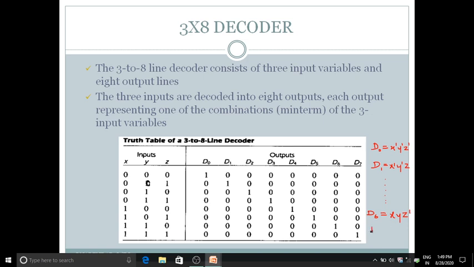Similarly, I can write the Boolean expression for D7. This function is equal to 1 only for one particular combination of x equal to 1, y equal to 1, and z equal to 1. So the minterm corresponding to this is x, y, and z.